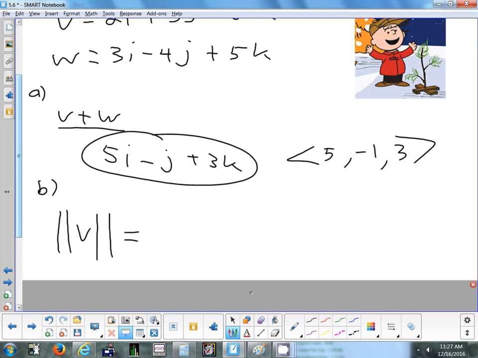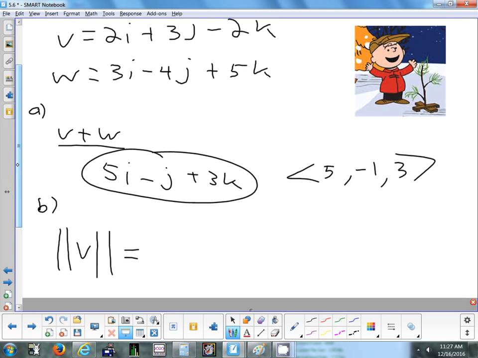Okay, let's find the magnitude of v. So to do that, you don't need w at all. You don't even look at w. So in 3D, we don't find the magnitude of w? You can. For this problem, I chose to do the magnitude of this one.